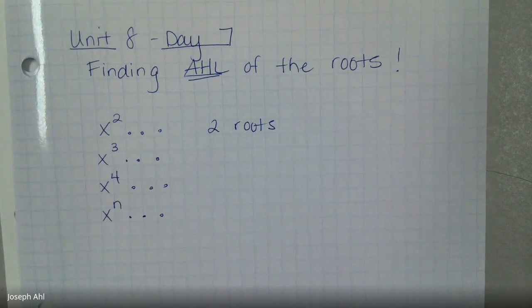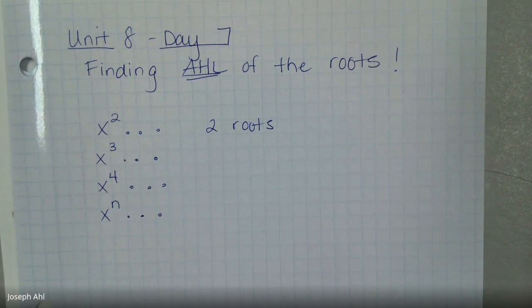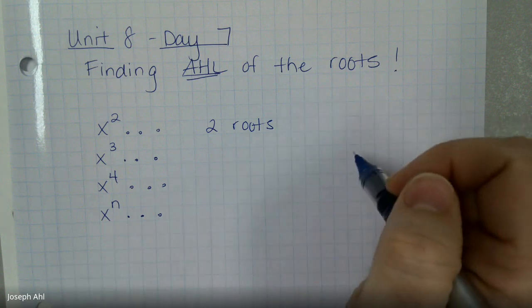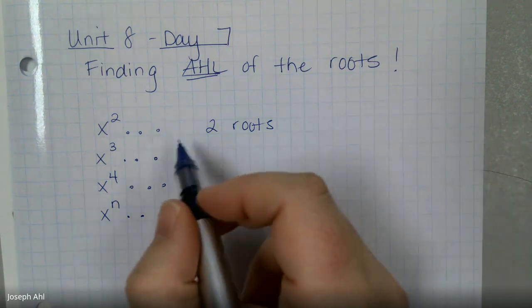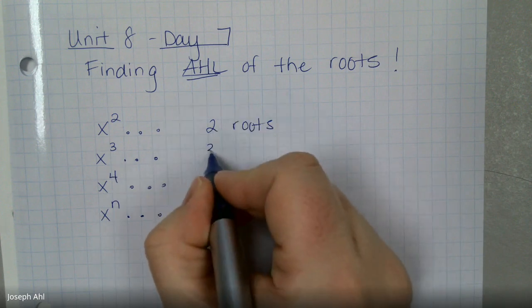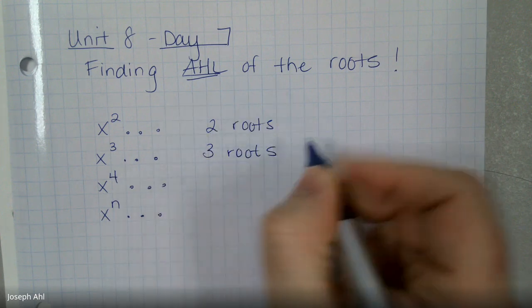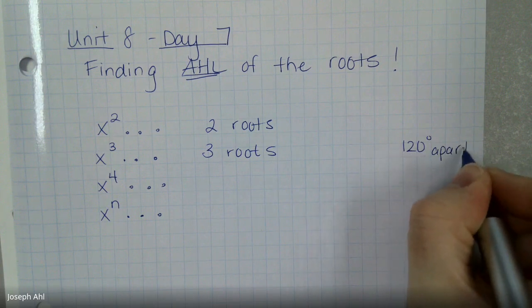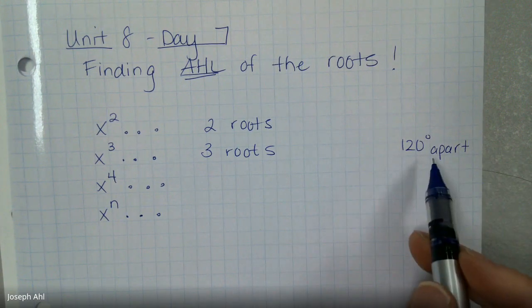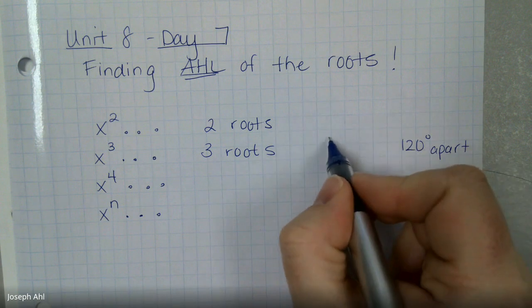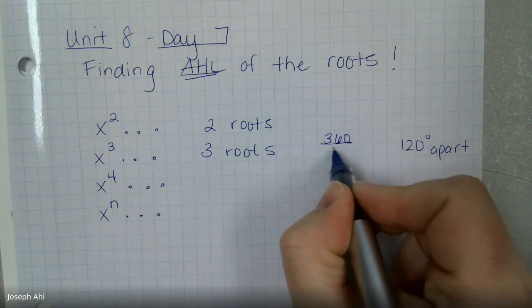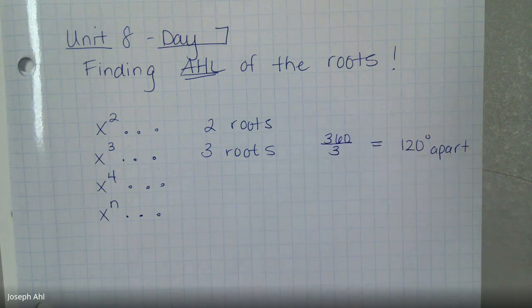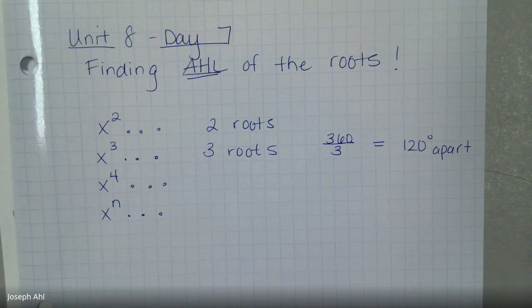And what I want to talk about is for those 2 roots, how many degrees apart would my polar or my cis solutions be? Well, as it turns out, for the x cubed equation we solved, which had 3 roots, we saw that they were 120 degrees apart. And where does that actually come from?